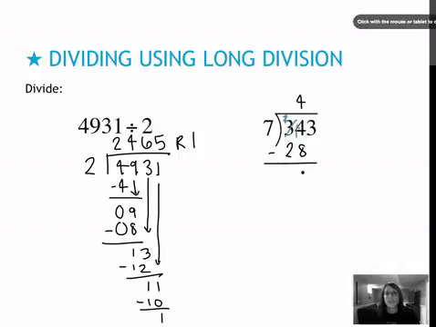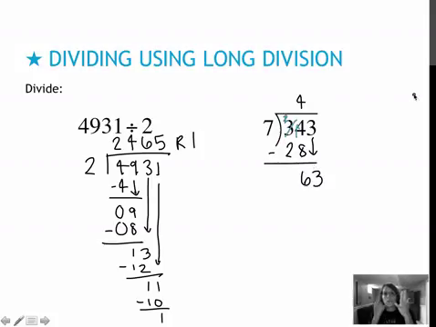14 minus 8 is 6. And then 2 minus 2 is 0. And then of course I bring down the next number, which is a 3. Then I say, how many times would 7 go into 63? So 7, 14, 21, 28, 35, 42, 49, 56, 63. So it goes in 9 times.